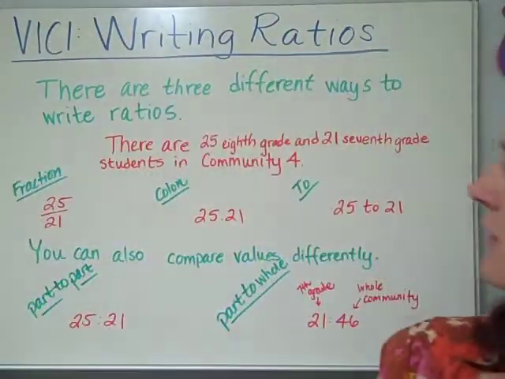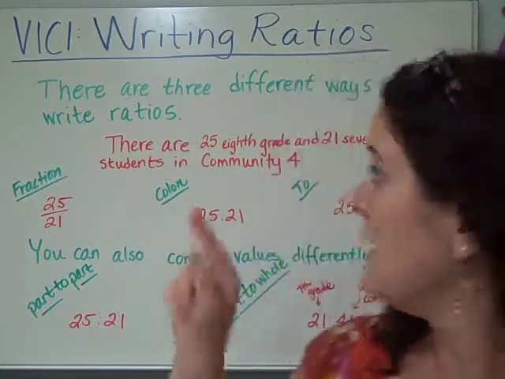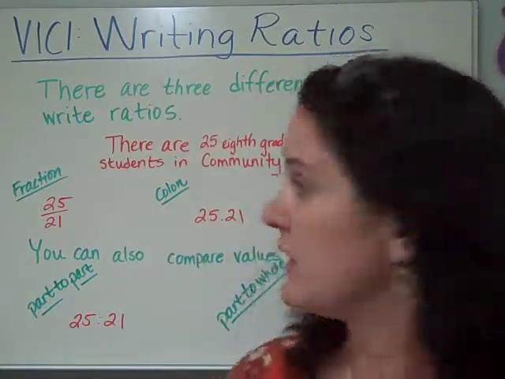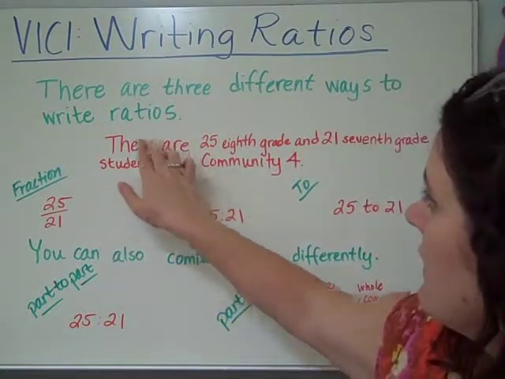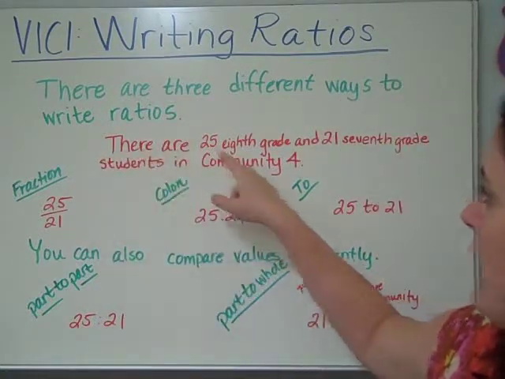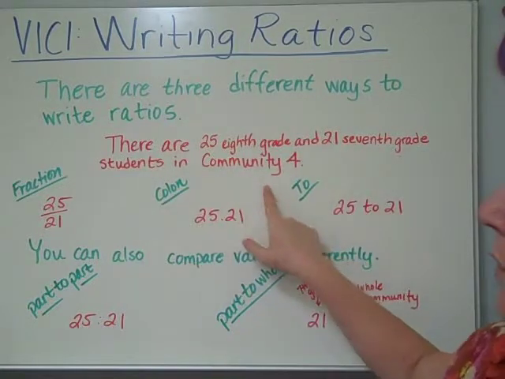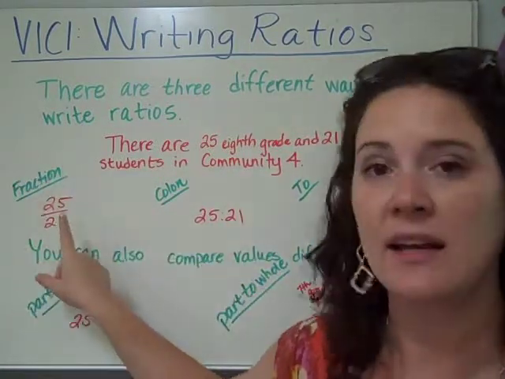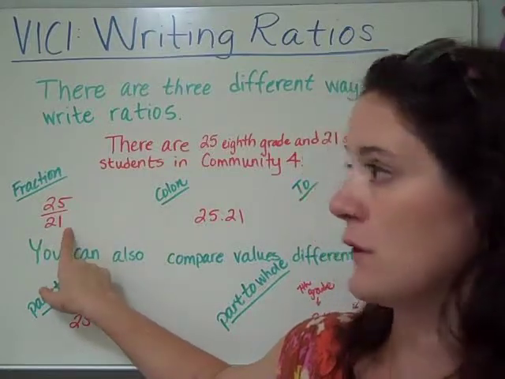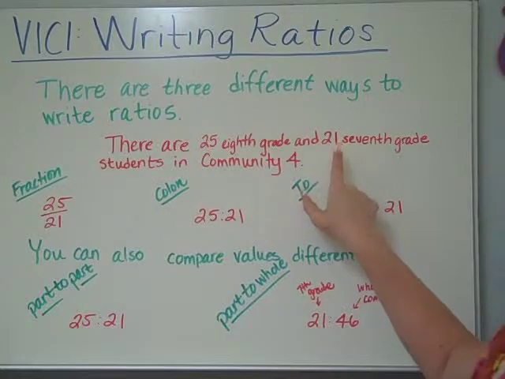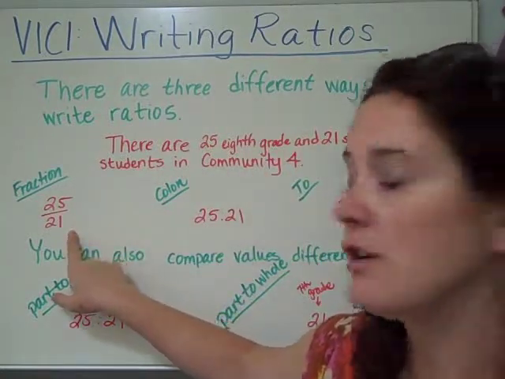Very important concept number 1 is writing ratios. There are 3 different ways to write ratios. So let's use the example. There are 25 8th grade and 21 7th grade students in Community 4. The first way you can write it is 25 over 21. So we take the amount of 8th graders and we put it over the amount of 7th graders.